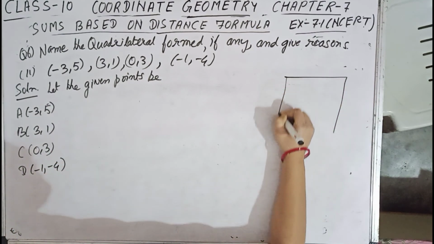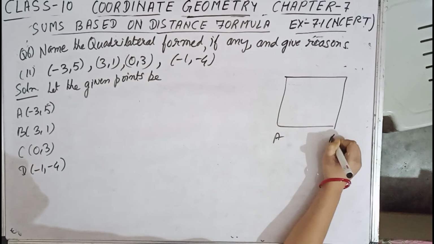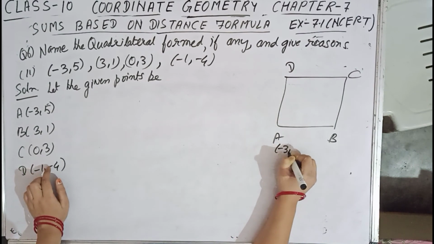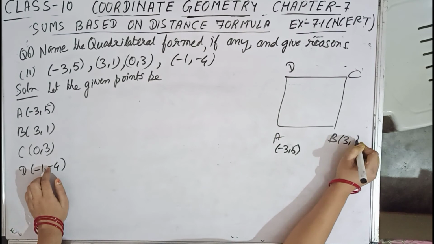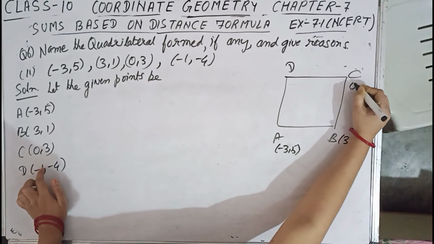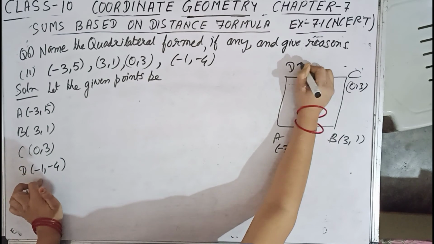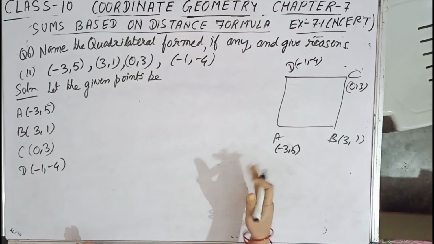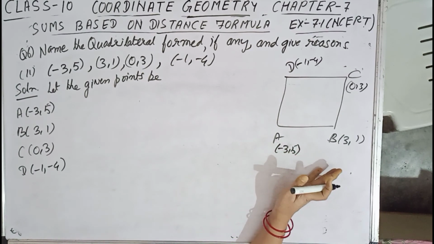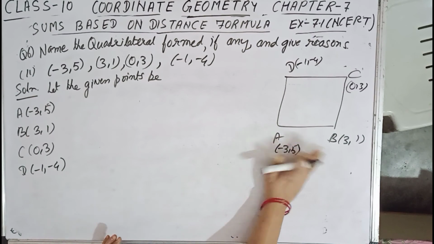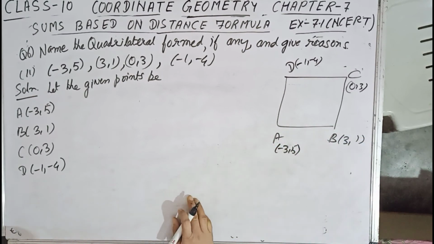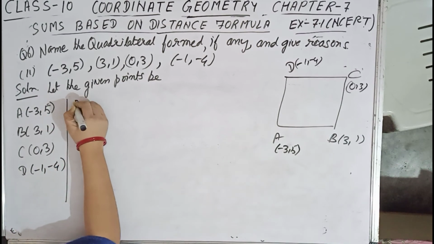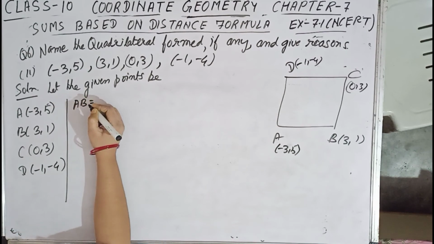On the right side or rough part, you can draw the figure as well so that it will be easy to recognize. A is (minus 3, 5), B is (3, 1), C is (0, 3) and D is (minus 1, minus 4). Now, if the quadrilateral is possible, you can draw the figure properly in that format. But if the quadrilateral is not possible, you rub this figure or let the figure be in rough part. So the given points are these. Let us find AB, BC, CD and DA first.